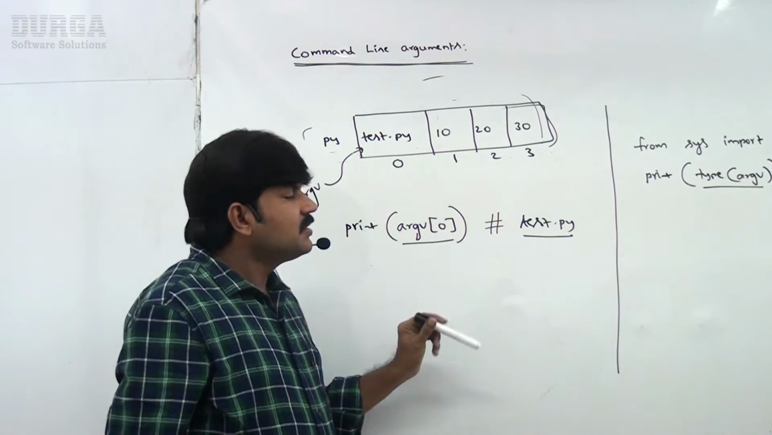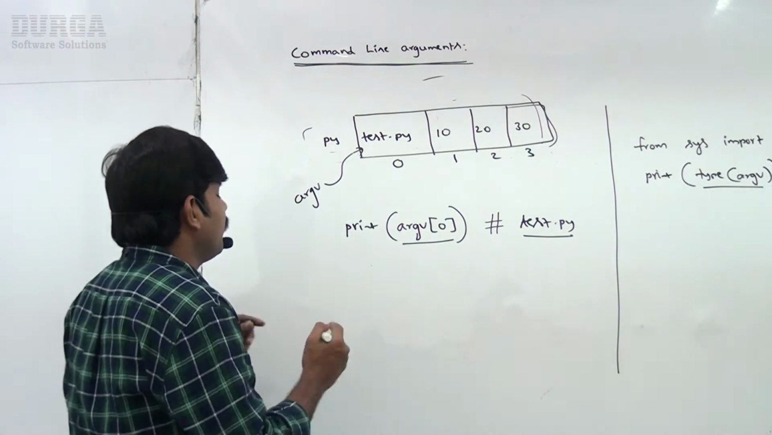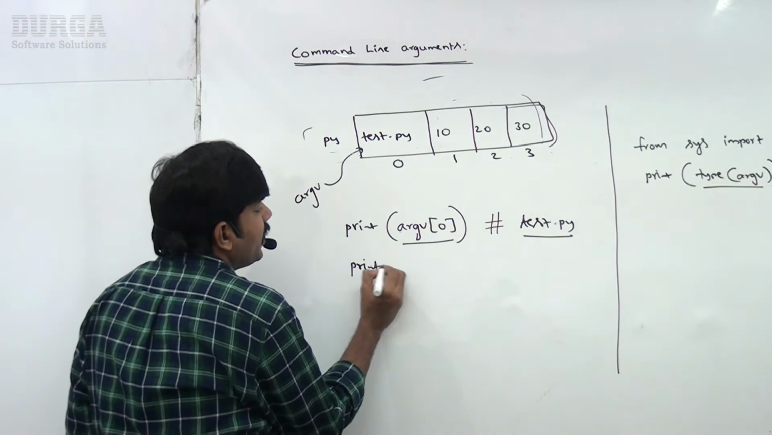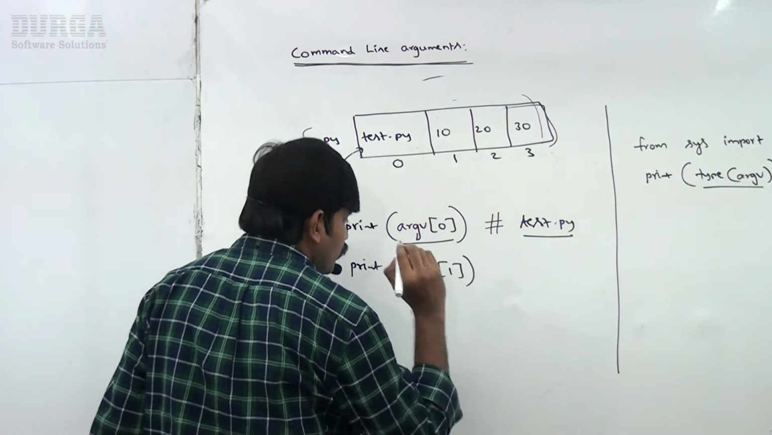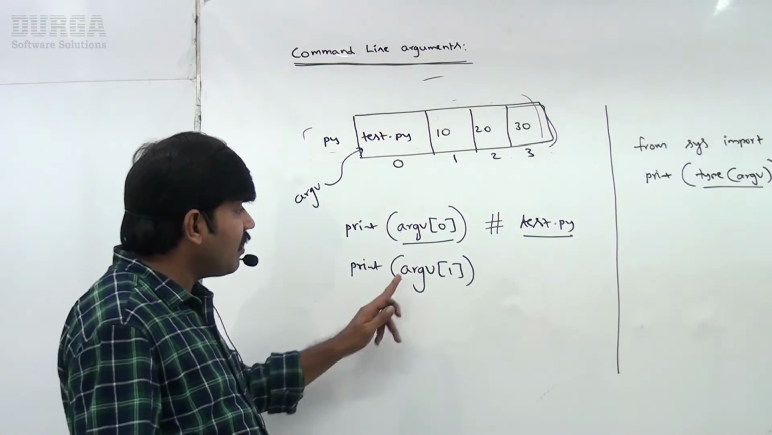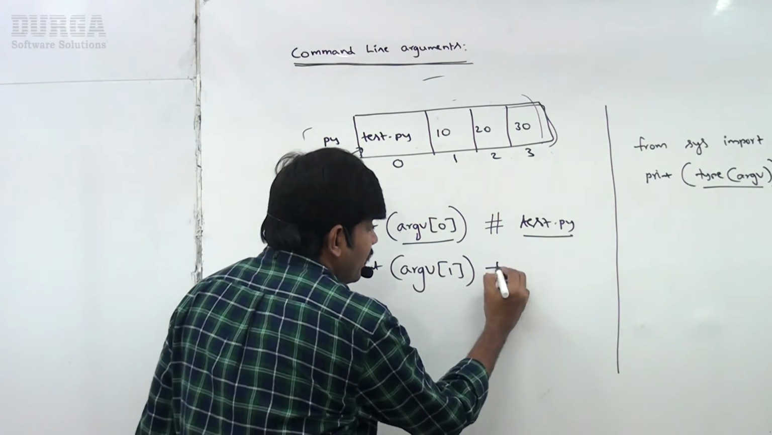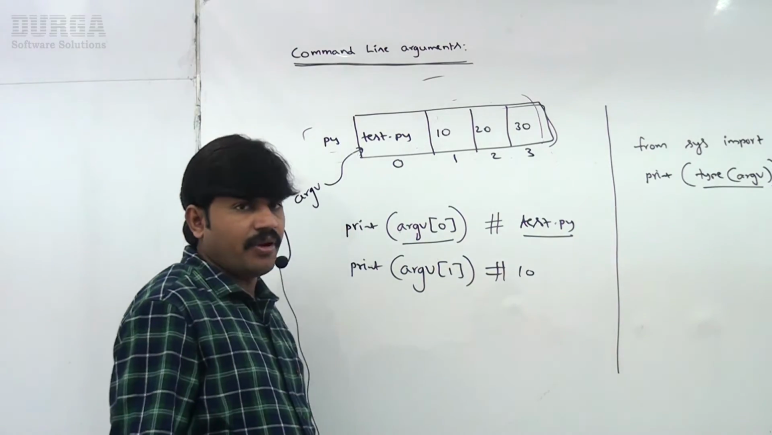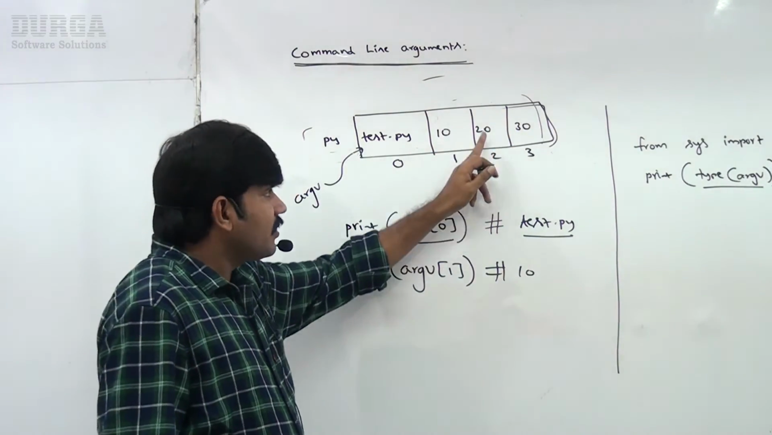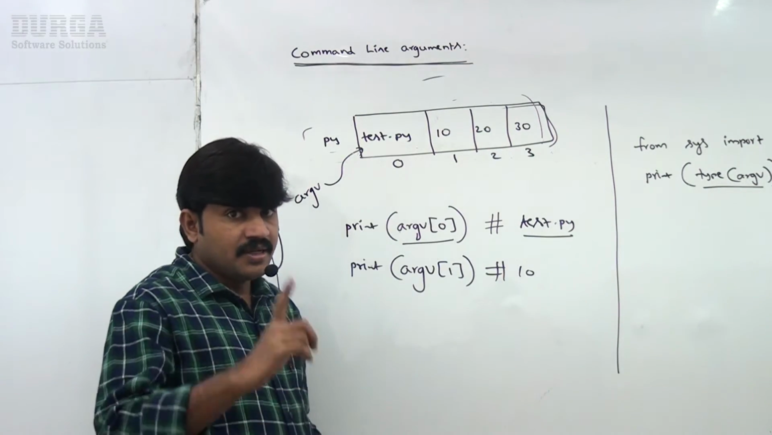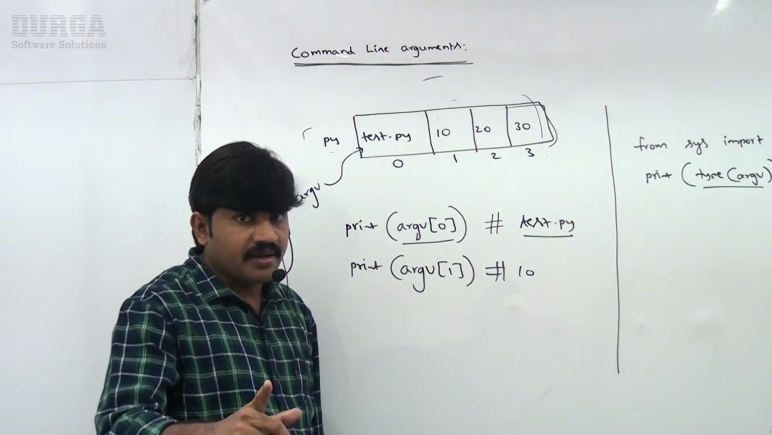Is it clear, right? Now I want to get 10. What is the way, sir? Print of argv of 1 I have to take. Are you getting it? Then what is the answer we are going to get? 10. If you print argv of 2 or argv of 3, then we are going to get 20, 30. Take very special care.